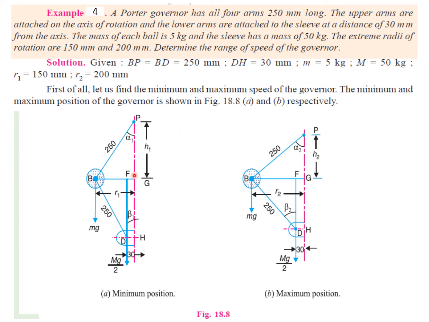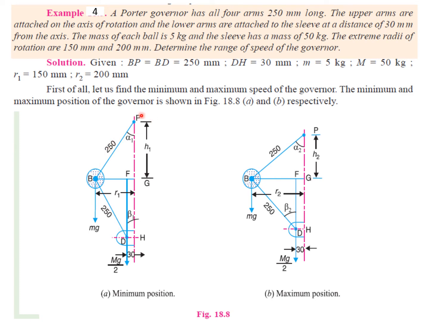So here the main difference is, even though the upper arms and lower arms are of same length, the lower arms are attached at a distance of 30 mm. There is an offset distance of 30 mm from the axis of rotation. So the value of Q is not equal to 1 here. First main thing is the value of Q is not equal to 1 here. So we have to find out the value of Q.